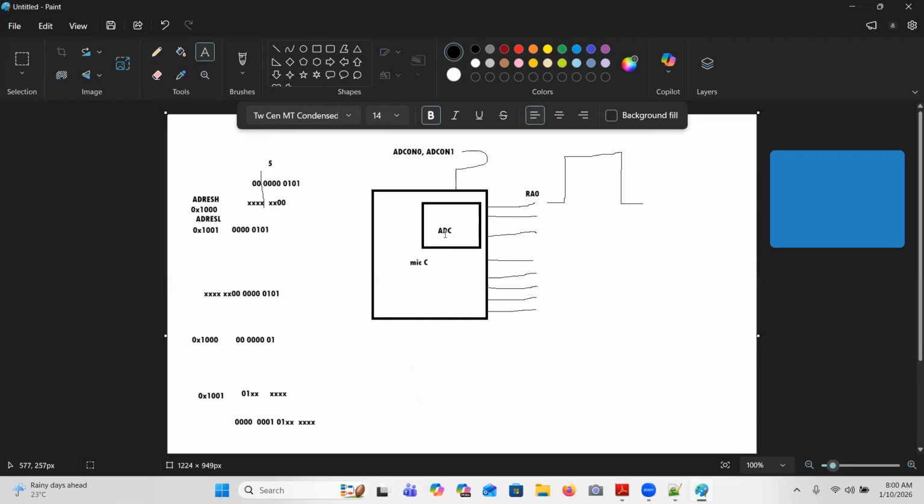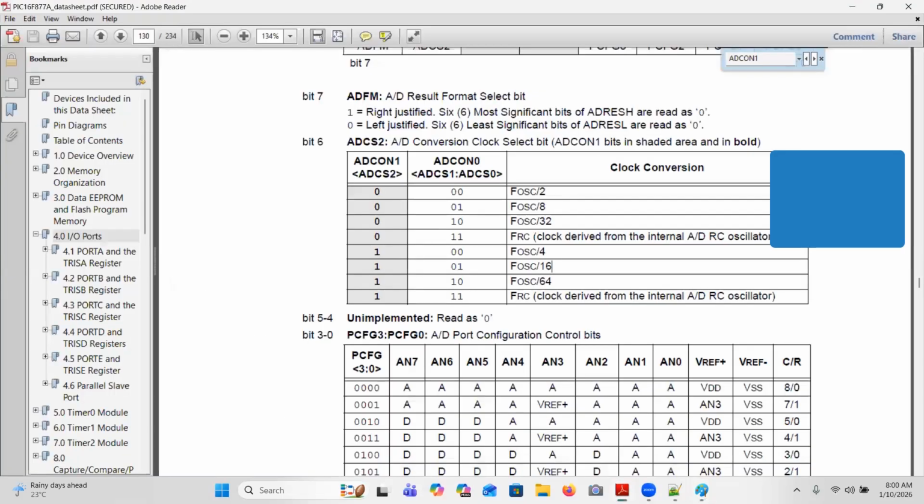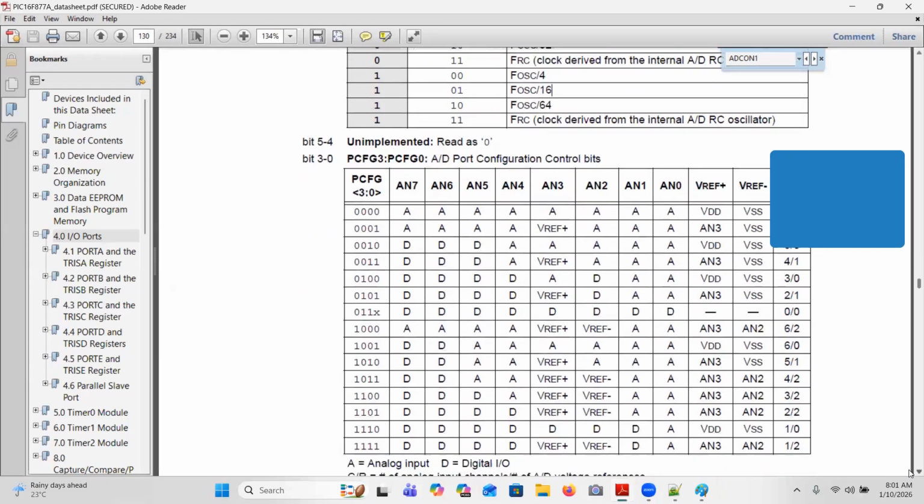So how this operates, how fast it should do the conversion, that is defined by these two registers. Actually, from those two registers, they use 3 bits: 2 bits from ADCON1, not 1 bit from ADCON1. Understood? Yes. And then the AD port configuration control bits.